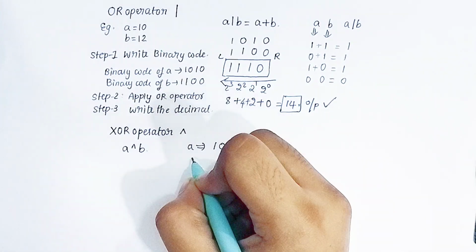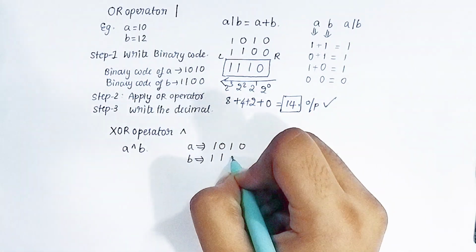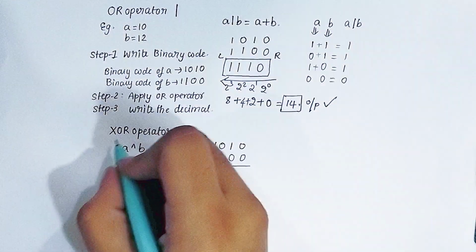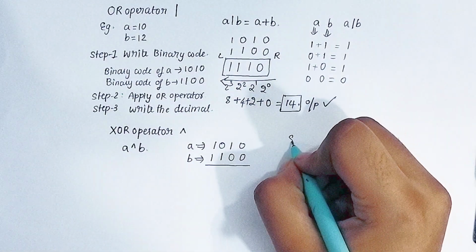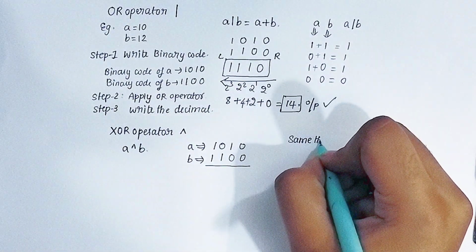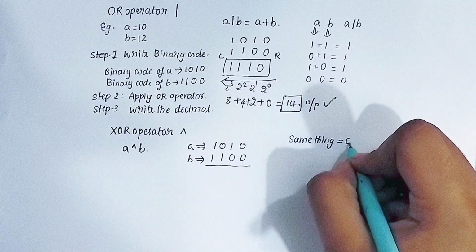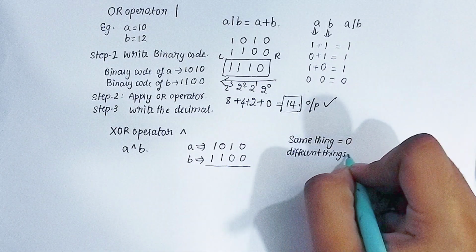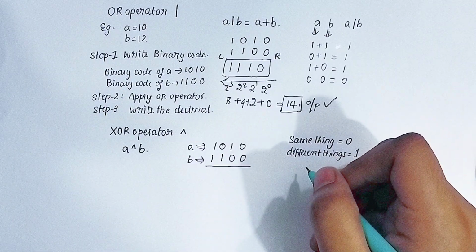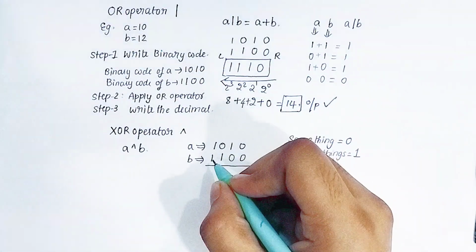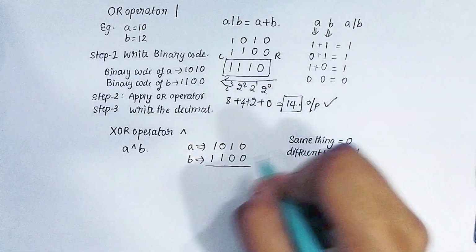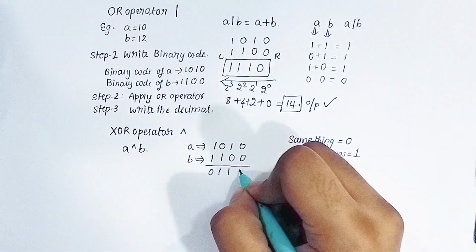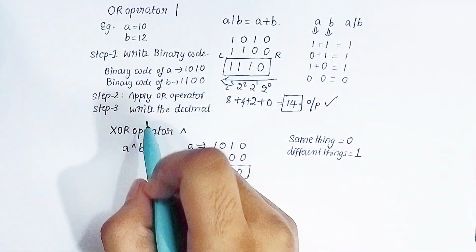So I'm writing the same code, A and B, 1100. In the XOR operator, the same things should be 0 and different things should be equal to 1. Here we have 1 and 1, which are the same, so 1 XOR 1 will be 0, and these are different, so that will be 1, and 1 and 0.